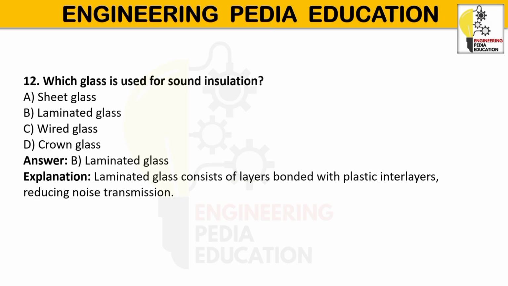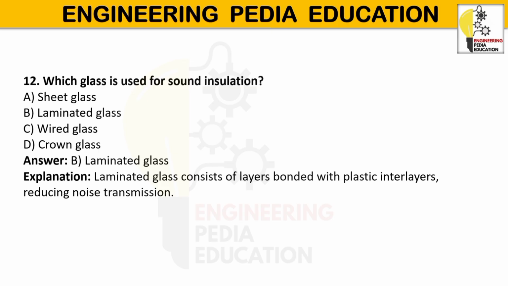Laminated glass is a type of safety glass made by bonding two or more layers of glass with a transparent plastic interlayer, usually polyvinyl butyral (PVB) or similar material. This interlayer holds the glass together even if it breaks, making it much safer than ordinary glass.